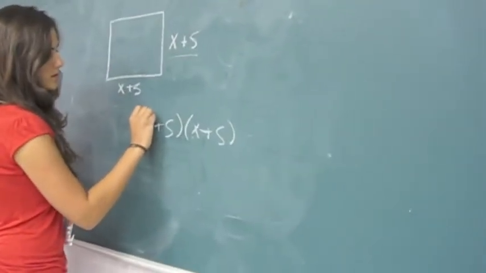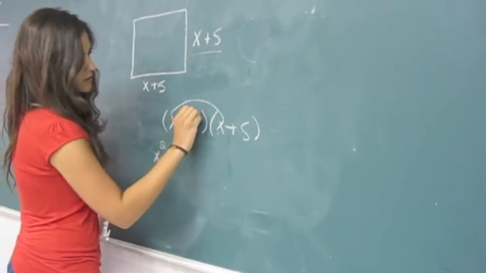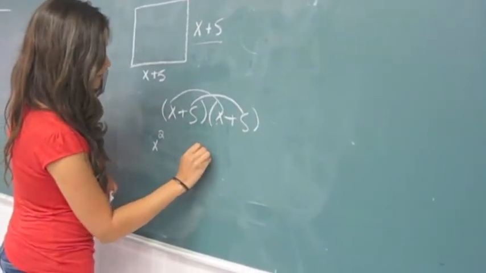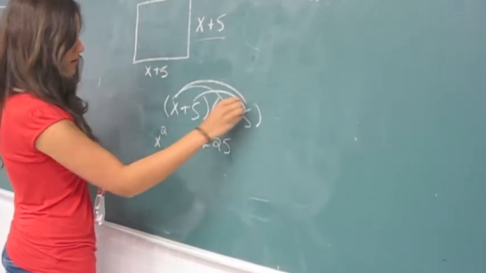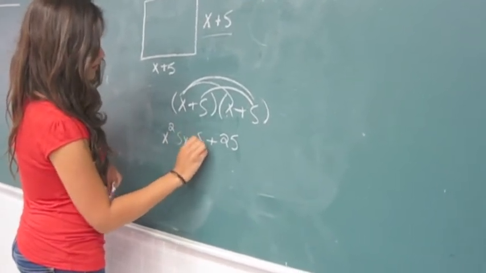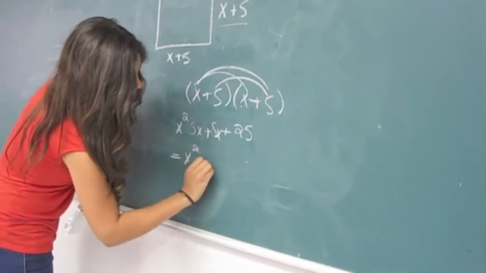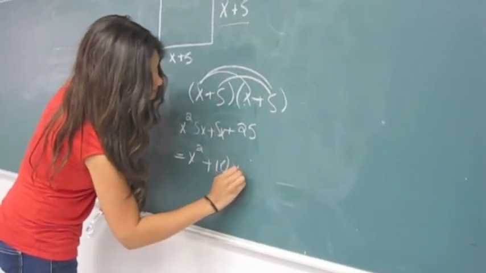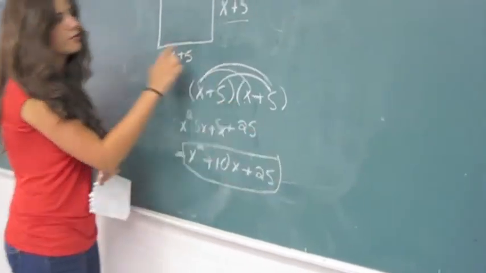So this times this gives you x squared. This times this gives you 25. And then in the middle, the center is x plus 5x, which gives you 10x plus 25. That is the area of this square.